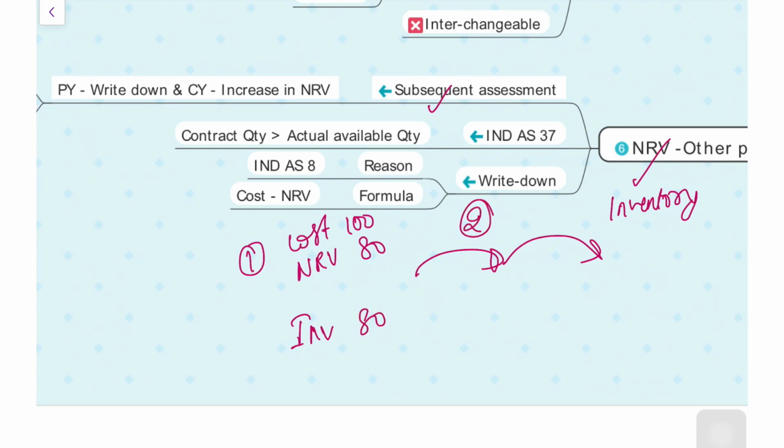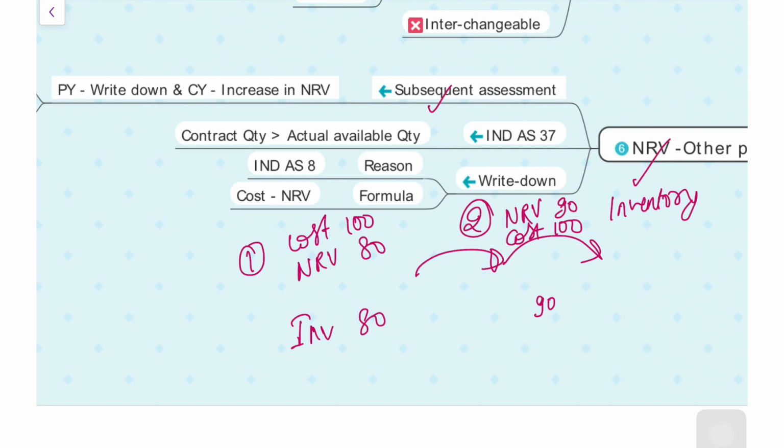Now the second year came. In the second year, your net realizable value went up to, suppose, 90 rupees. And what was your original cost? 100 rupees. So here you will do cost or net realizable value, whichever is lower. So today you have to account this net realizable value at 90 rupees.